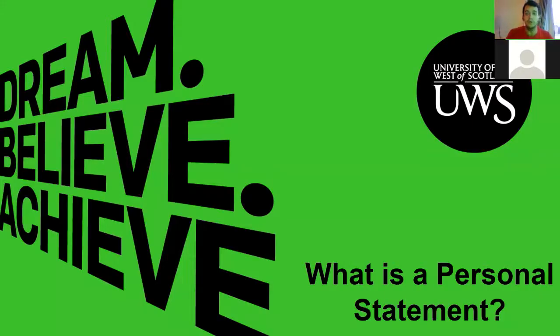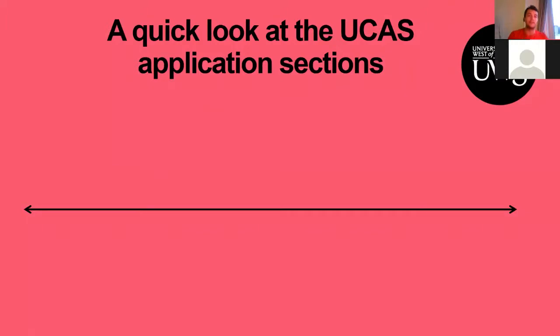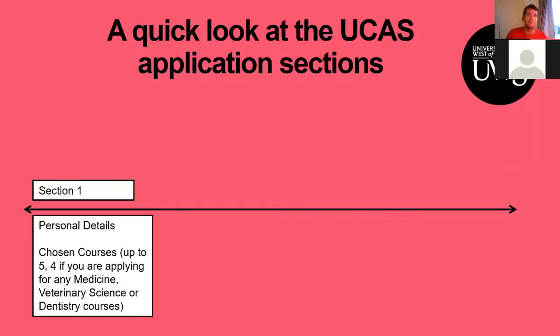So we're going to be looking at what is a personal statement. And firstly, we're going to have a quick look at the UCAS application sections. These are the sections you'll have to fill in for your UCAS form. Section 1 is your personal details, so your name, your address, so hopefully you know all of that by now. Your chosen courses, which can be up to 5 different courses, so not 5 universities, but 5 individual courses. And 4, if you're applying for any medicine, veterinary science, or dentistry courses, and this is because it has a much more intense selection process. So if you are unsuccessful at the application or at the interview, you'll have a backup ready as your 5th choice.